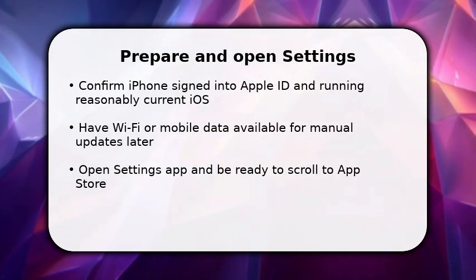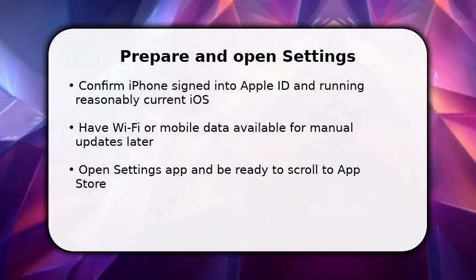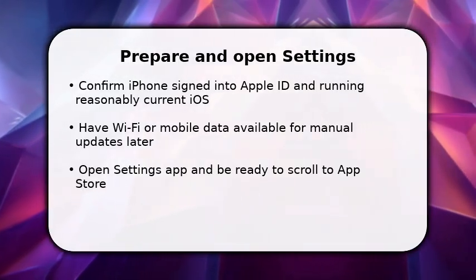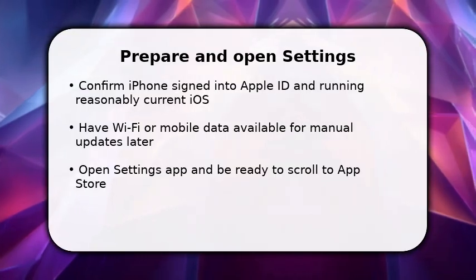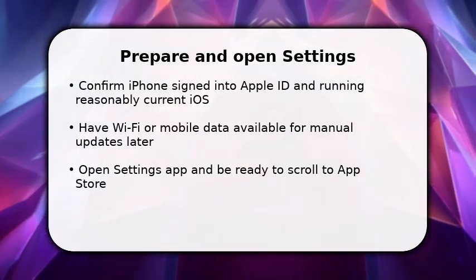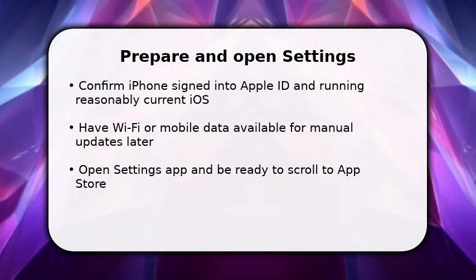Now open Settings and scroll down until you see App Store. This is where Apple keeps automatic download controls. You'll work inside that pane to change how apps update and why it matters for data and control.